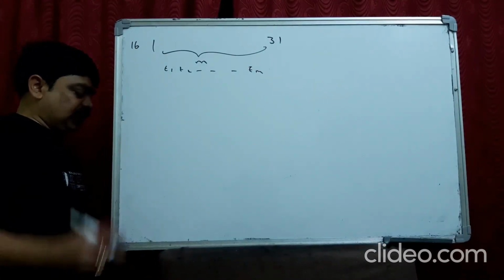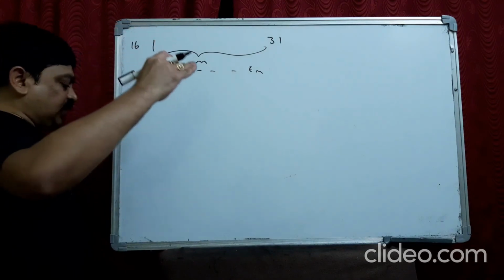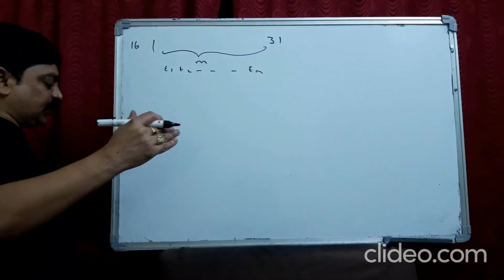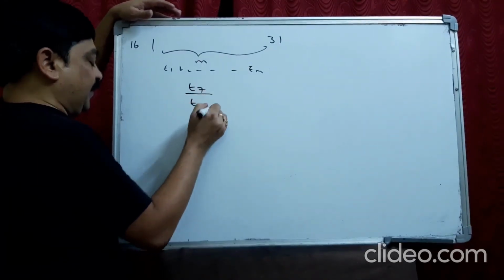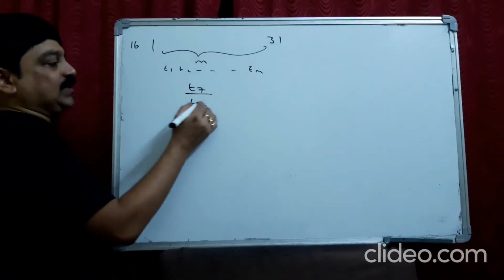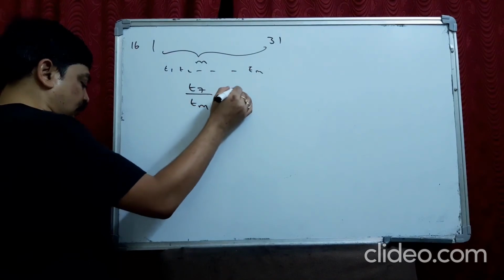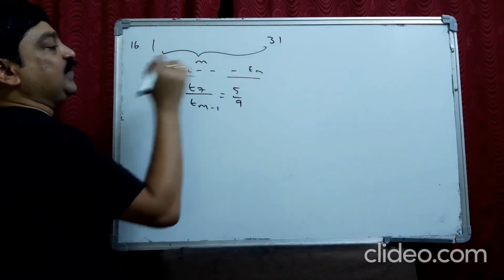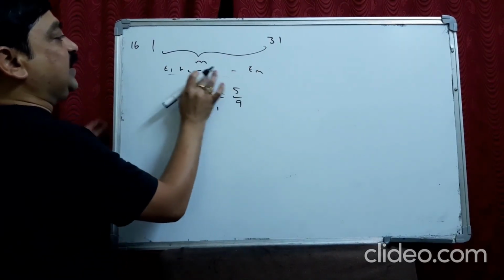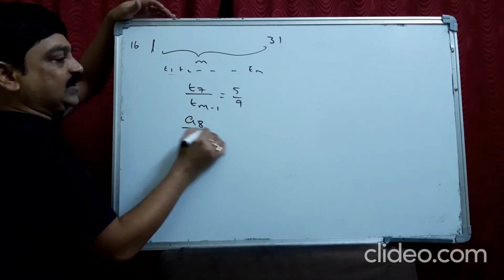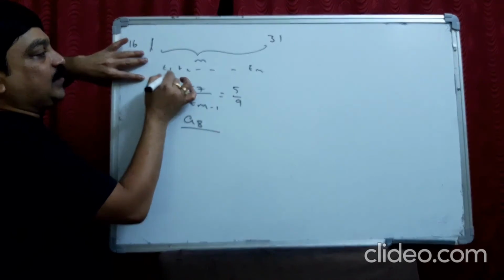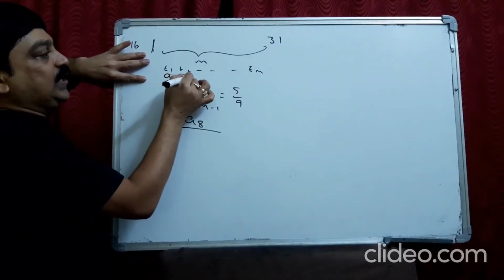The resulting sequence is AP. The ratio of the 7th term to the mth term, that means T7 by T(m-1), will be equal to 5 by 9. When you take T7 here, one term is already there, no? It becomes A8, because this is the second term. T1 is A2. T2 is A3.